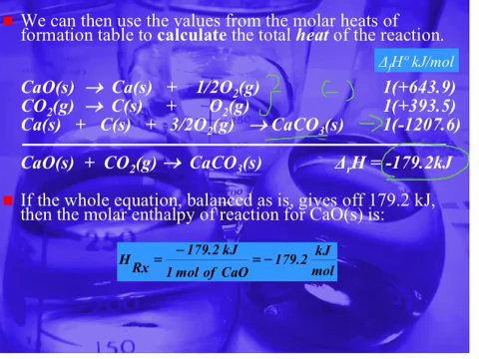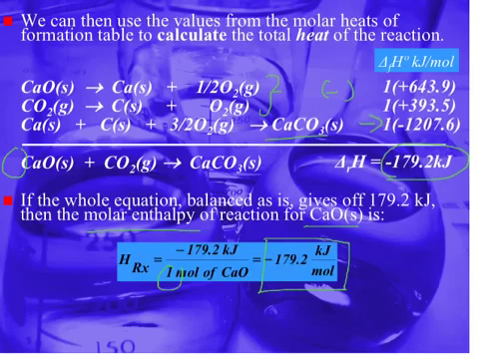So if we put this into an equation, this will be the total enthalpy of the reaction. However, we're also asked to find the molar enthalpy for calcium oxide. And because the coefficient for calcium oxide is the invisible 1, we have to divide 179.2 kilojoules by 1 to find that the molar enthalpy for calcium oxide is also negative 179.2 kilojoules.